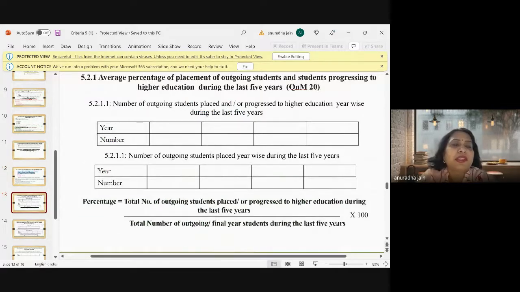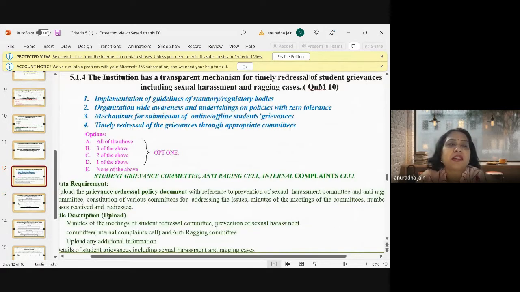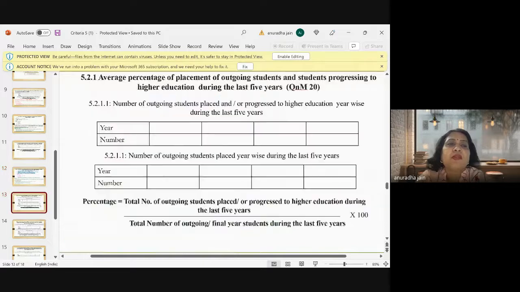In the first key indicator, as you have seen, there are 4 metrics, and all these 4 metrics are quantitative metrics. Now we will come to the second key indicator, that is 5.2.1, which says the average percentage of placement of outgoing students and students progressing to higher education during the last 5 years. Year-wise, you have to give data, and it's a quantitative metric consisting of 20 marks.